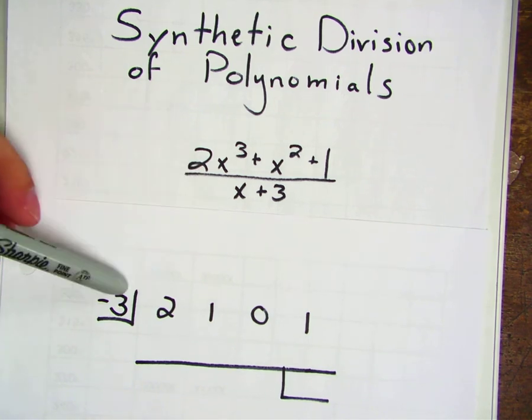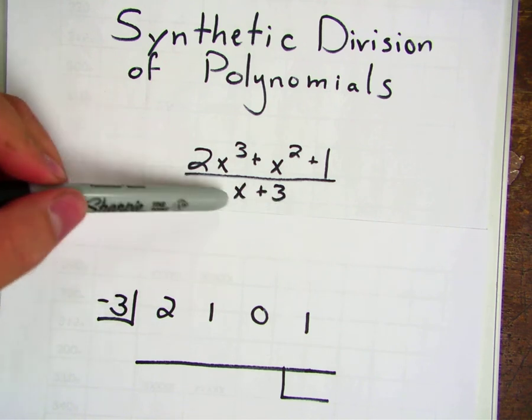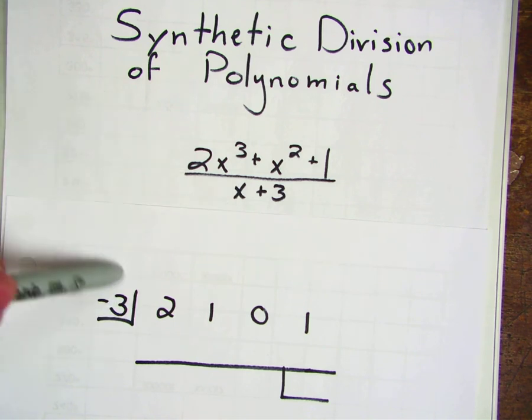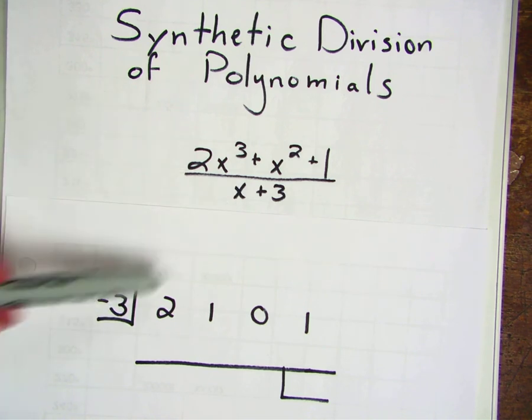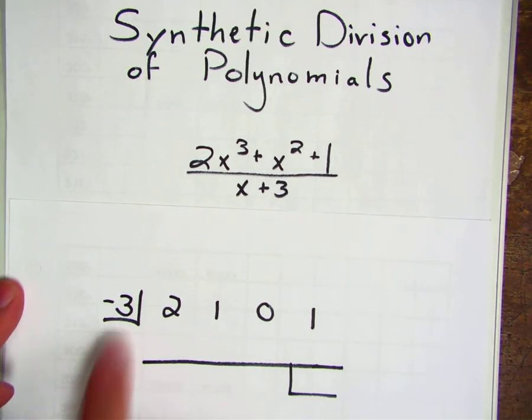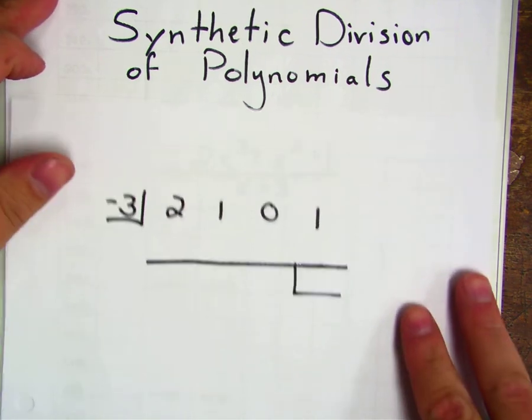But one nice thing to think about here, especially once we get to the factor theorem, is if this x plus 3 were to be a factor, negative 3 would be the 0 that goes along with that factor according to our factor theorem. And so when we start looking for factors of polynomials and zeros of polynomials, that's where we're looking. So synthetic division is pretty straightforward.